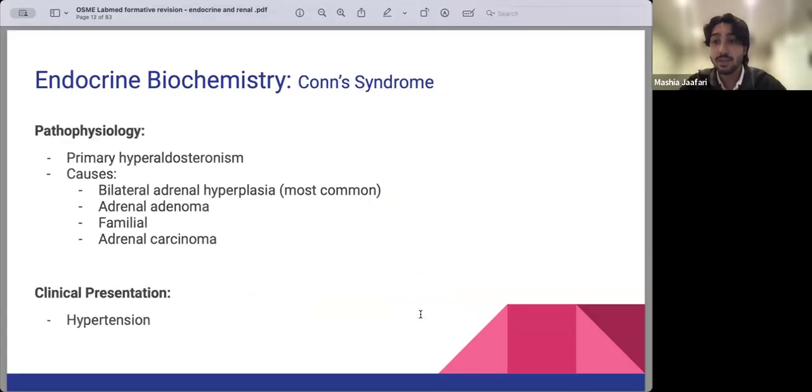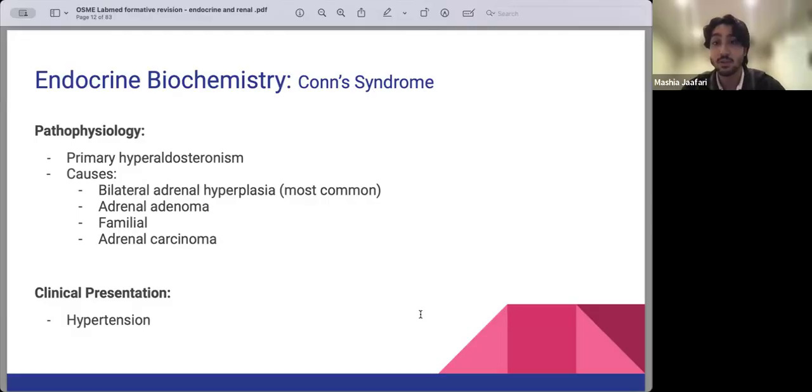Okay. Conn's is slightly different. It's a bit less high yield for the exams. It doesn't come up as much, but it's basically primary hyperaldosteronism. So too much aldosterone. So kind of similar to Cushing's, but instead of cortisol, it's aldosterone that's too high. And the causes are multifold. You can get adrenal hyperplasia. So again, your adrenal cortex getting too big and releasing too many hormones. You can get an adrenal adenoma that's spitting out aldosterone, or you can get an adrenal carcinoma that's spitting out aldosterone. And the presentation is usually going to be hypertension.